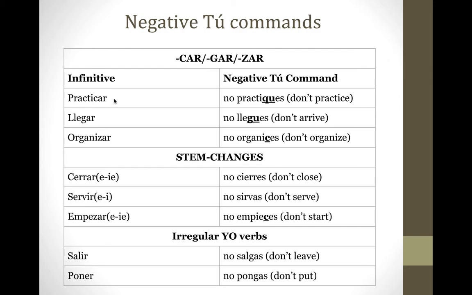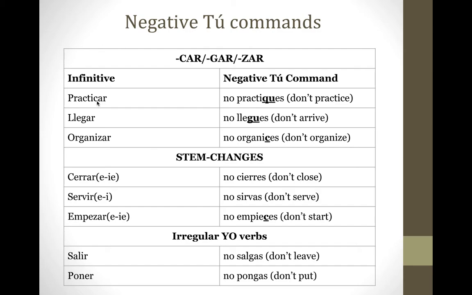If you did the regular steps, when you went to the yo form, that would be practico. And then step 2, you would drop the O. In step 3, you would add ES. Well, we all know that I's and E's soften G's and C's. So if you don't make the spelling change, it is no practices. And you don't want no practices. So make your car, gar, zar spelling change. Same changes that we worked with last year and earlier this year.